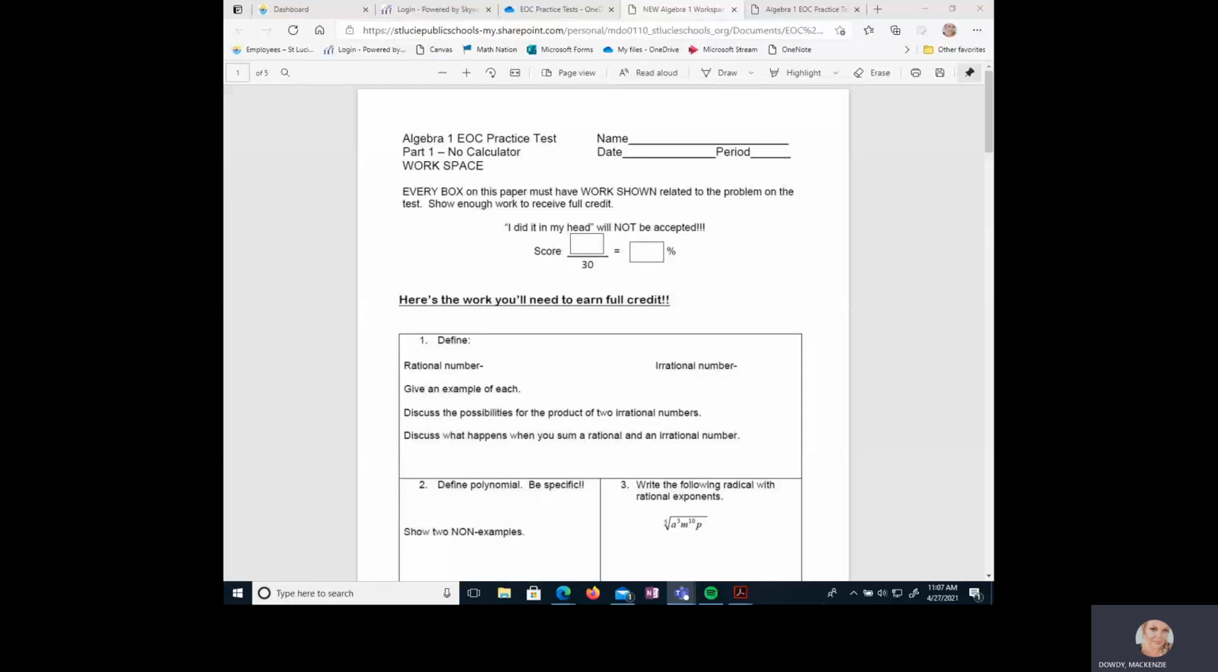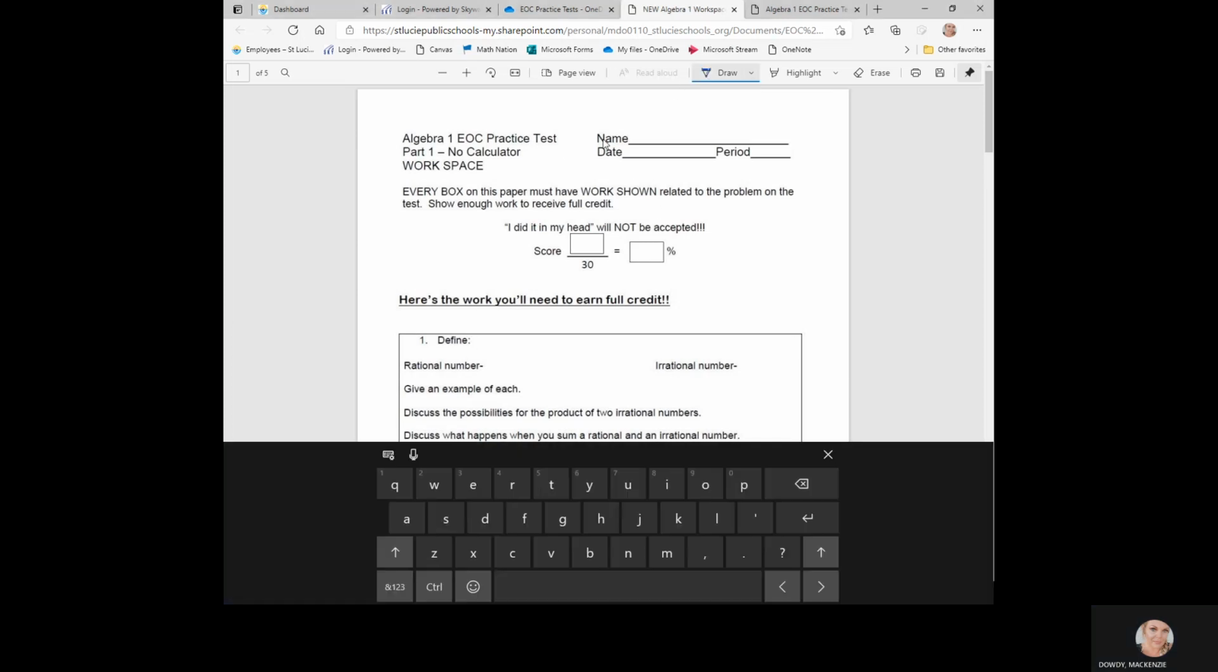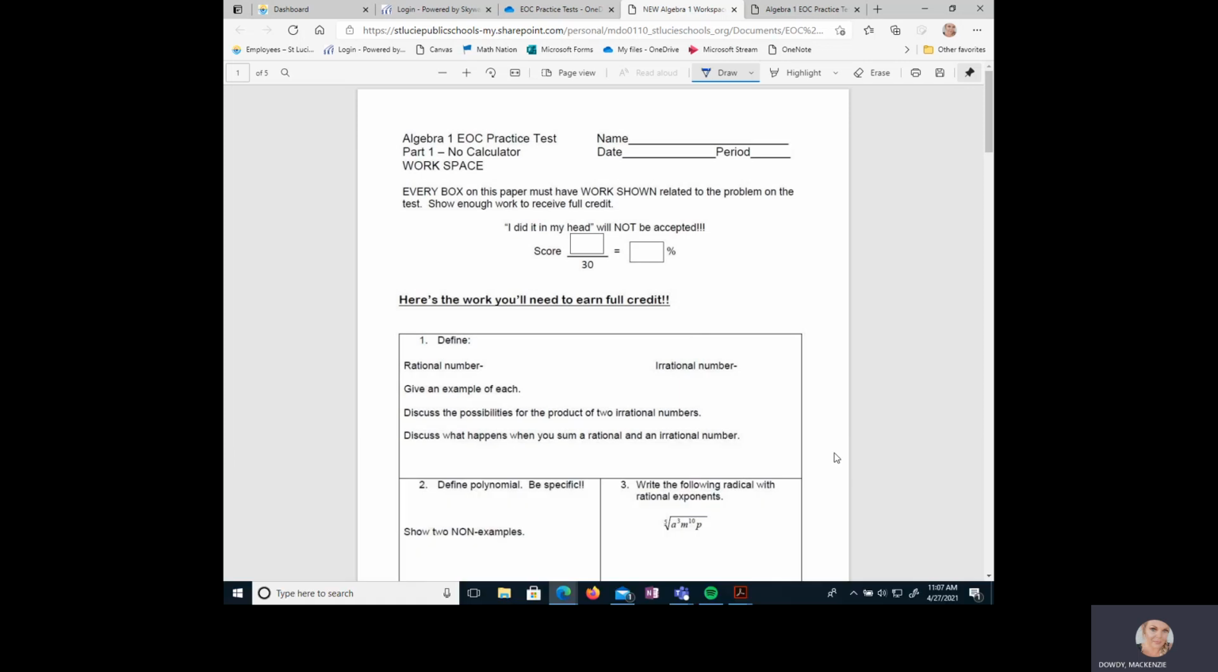All right, we are going to go over questions 1 through 10 on the EOC practice test, part 1. This is for those of you that have been absent and missed the lesson in class, or maybe just didn't get to write everything down. I have to switch between tabs, between the workspace and the test questions.